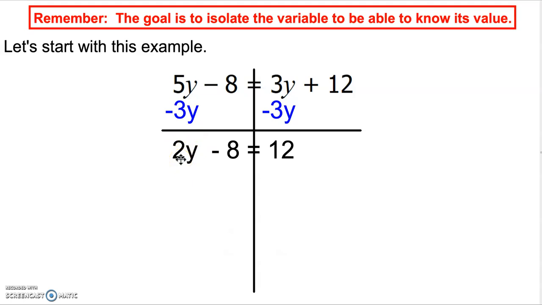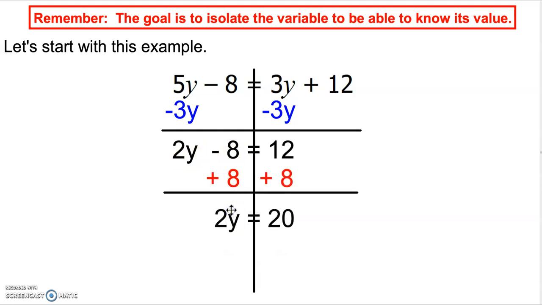So now this looks a lot like our two-step problem or our variable on one side. So from here, I'm going to add 8, and I have 2y equal to 20, divide by 2, and our y is equal to 10.